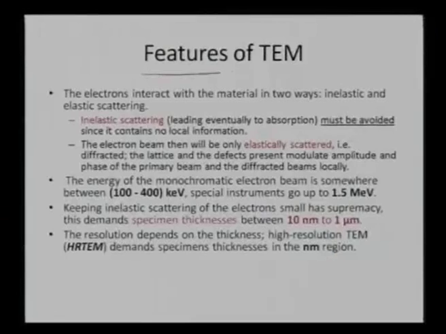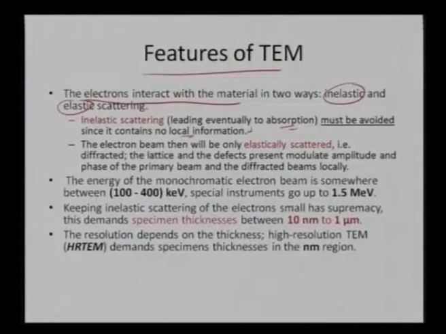So the features of TEM basically involve this: my electrons interact with the material either inelastically or elastically, but I want to avoid the inelastic scattering because it does not contain information. It is similar to absorption, because I apply a certain electron beam, I know its energy, I know its features, and if it starts getting scattered inelastically, I don't know what kind of losses it has gone through once it has interacted inelastically. After its diffraction with the material I get some information, but I don't know how it was generated or what the incident energy of the electrons was. So I always need to avoid what is happening inelastically, because it won't contain any local information.